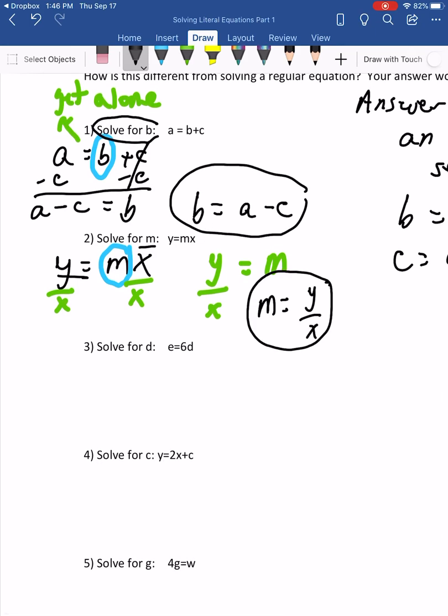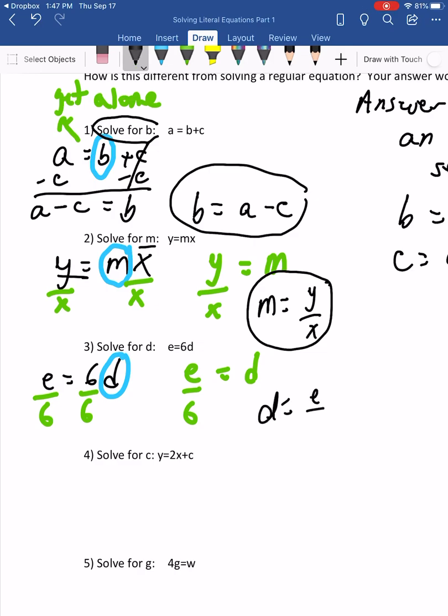Number 3, e equals 6d. And we want to solve this one for d. Okay, so we need to get rid of that 6. What is the 6 doing to the d? It is multiplying it, so we're going to get rid of it by dividing both sides by 6. So e over 6 equals d, and again, swap it around to begin with d. d equals e over 6.